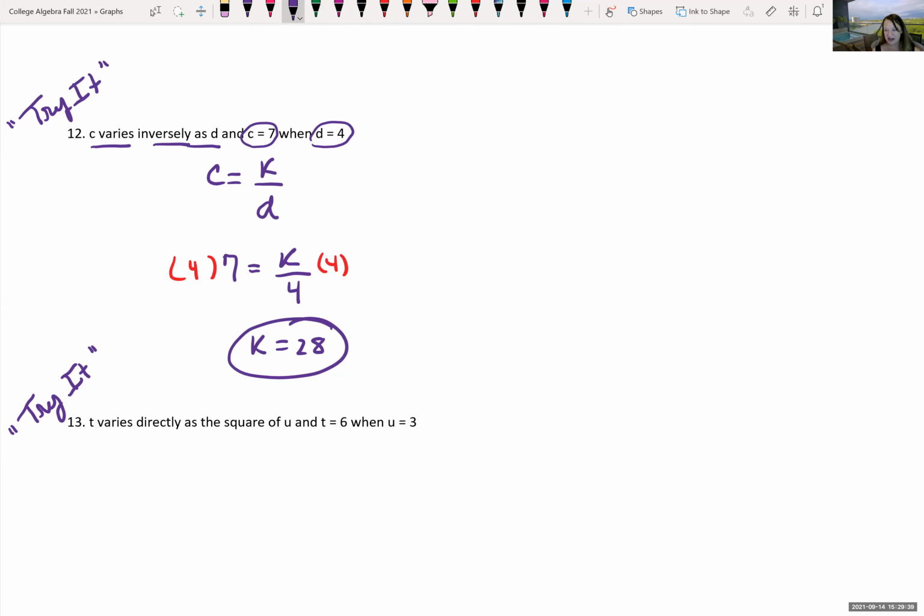So I just had you guys give me what the K value is, but they did want us to set this up. So setting the equation up with what K is, we get C is equal to 28 all over D.